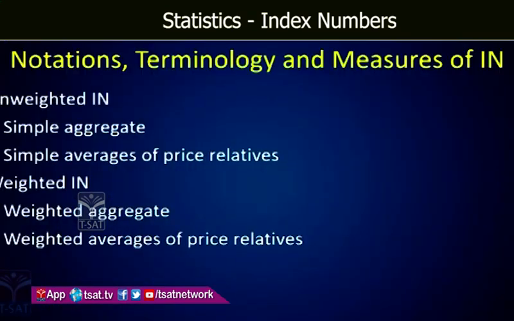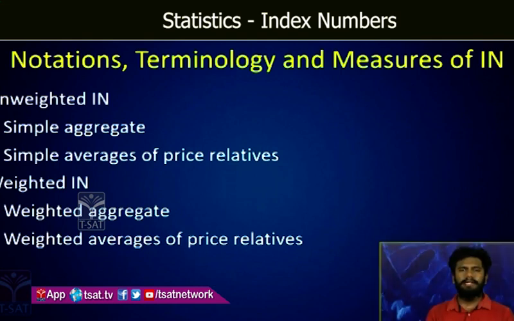Now we will see the measures of index numbers. In these measures we have two types, that is unweighted index numbers and weighted index numbers. In the unweighted index numbers we don't add any weights to our prices, we just calculate with two methods: simple aggregate and simple average of price relatives. Whereas in the weighted index numbers we add weights to our prices and calculate using two methods, that is weighted aggregate and weighted average of price relatives. Now we will see the formulas involved in these weighted and unweighted index numbers.